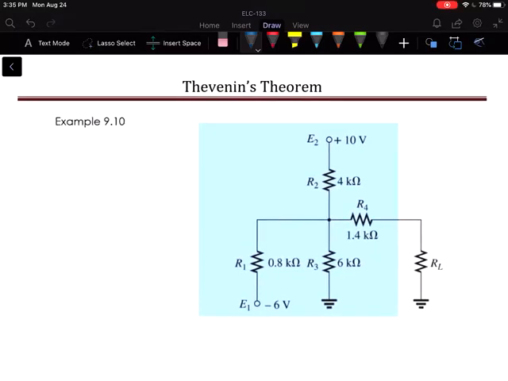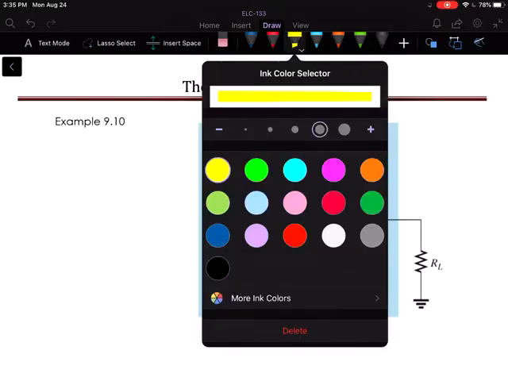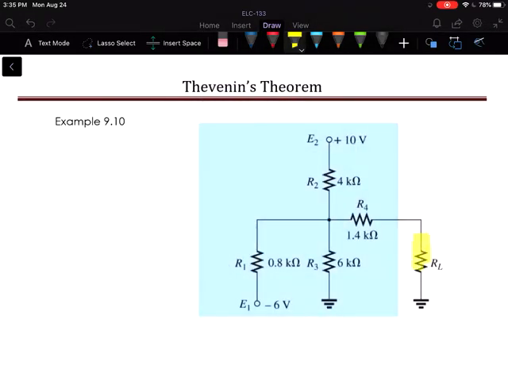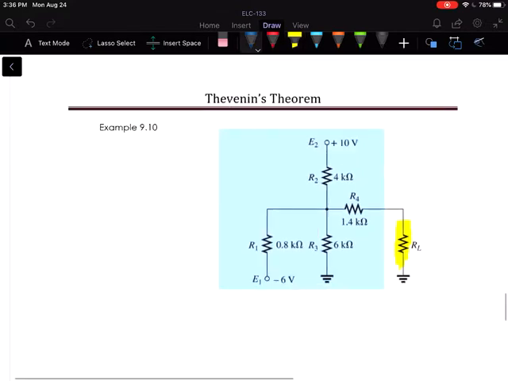In this problem, we want to find the Thevenin equivalent circuit for everything external to our load resistance out here. So that means everything in blue we're going to simplify to a point where it's just a voltage source and a series resistor. That seems like a tall order, but working with Thevenin's theorem, we can do this.